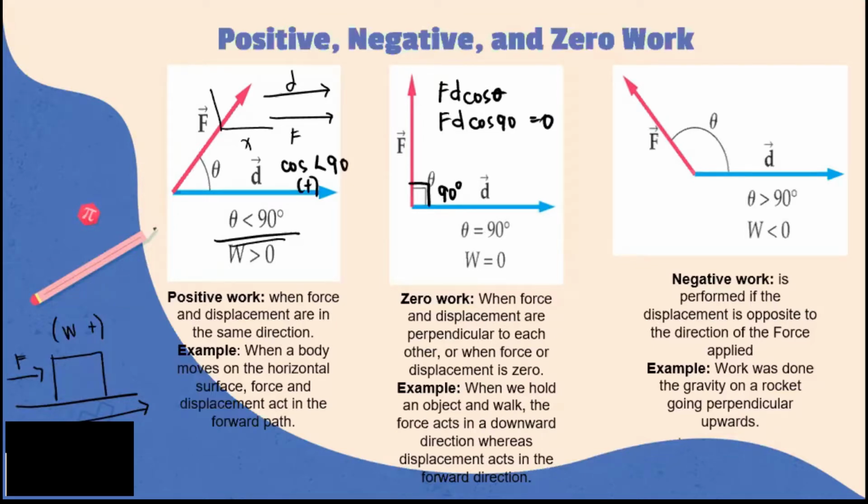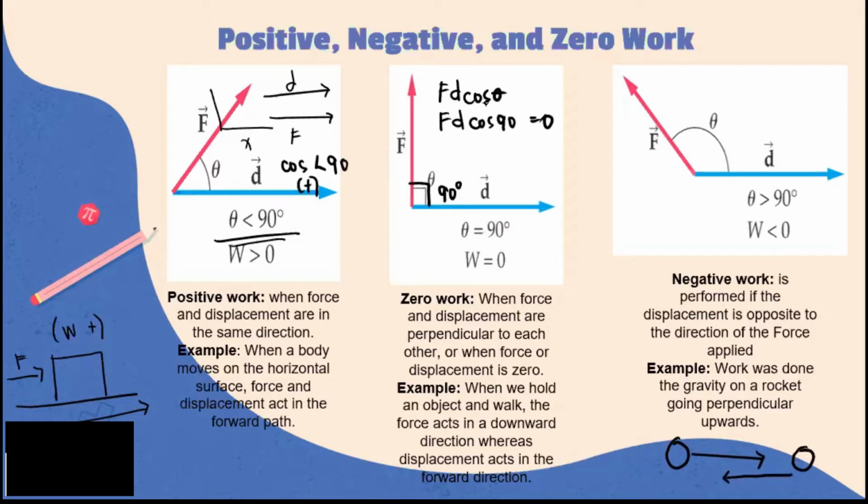Also, kunwari may ball ka, okay, so yung ball is moving towards this direction, tapos may nakasulubong siyang isa pang ball, yan, napapunta dito, okay, so yung displacement niya papunta sa kanan, may nagtulak sa kanya na force papunta sa kaliwa. So most probably, the work done between these two balls would be negative.